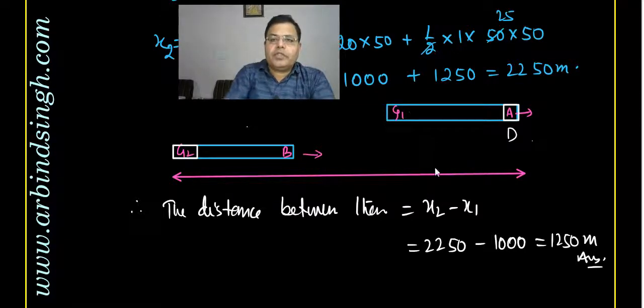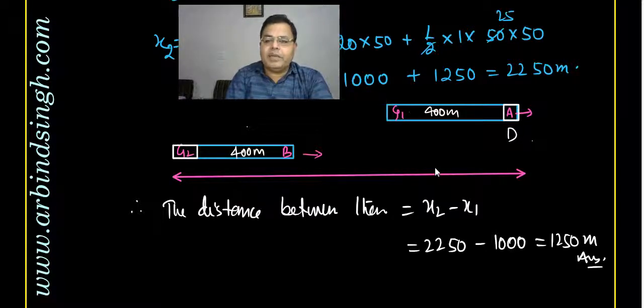Remember, in this question there is nothing to do with the length of the train being 400 meter, because they are asking what is the distance between the driver of A and the guard of B. So these are two point systems. The driver is here and the guard is there. So we have to find the distance between them. Don't be confused about the length of the trains. Okay. Now let us discuss the next question.